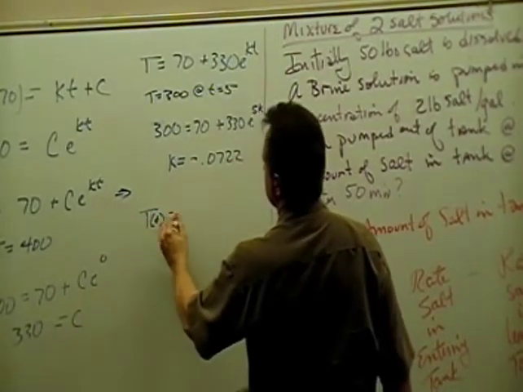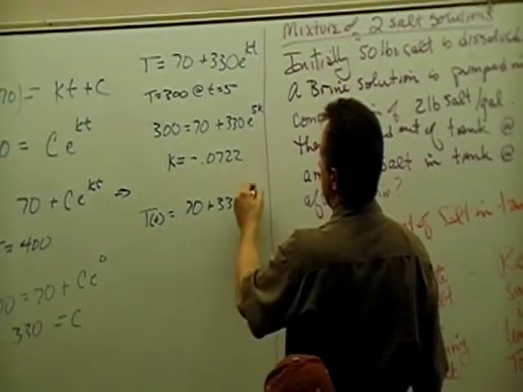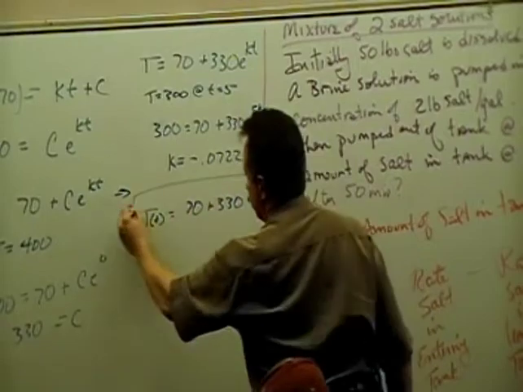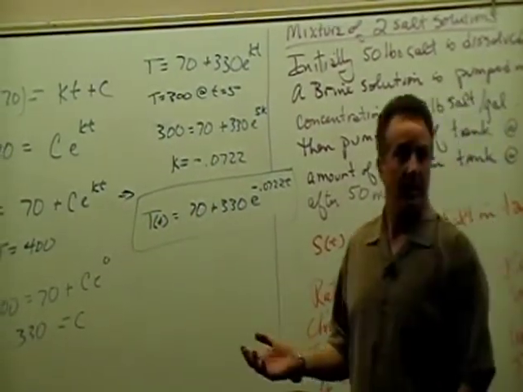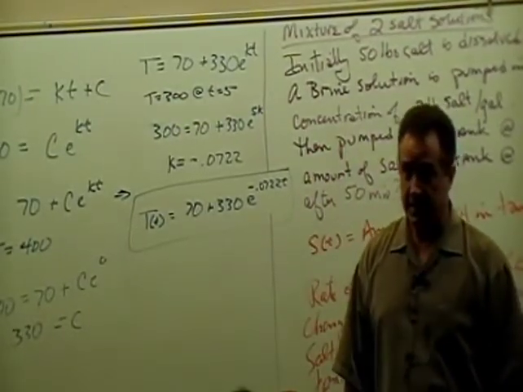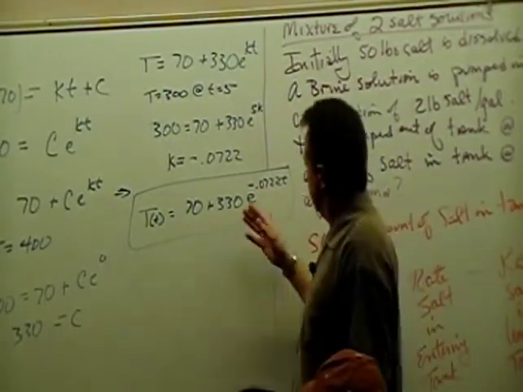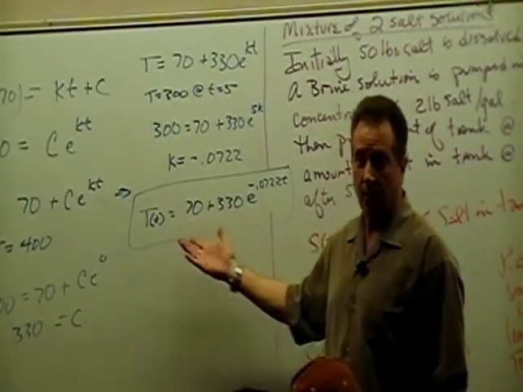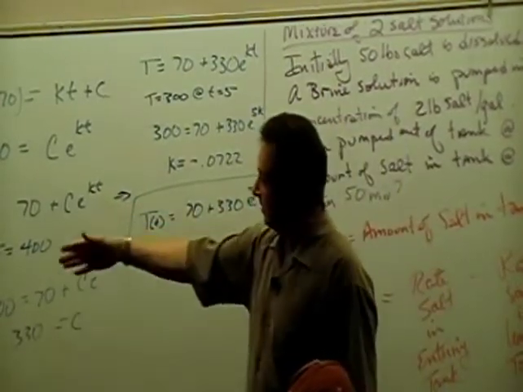So therefore your temperature distribution in time is equal to 70 plus 330 e to the negative 0.0722 t. This is a model of the temperature cooling of the pizza over time. At time equaling 0, this exponential is 1, and 330 plus 70 gives you 400 degrees. At time equaling 5, you plug a 5 in there and you will get 300 degrees.